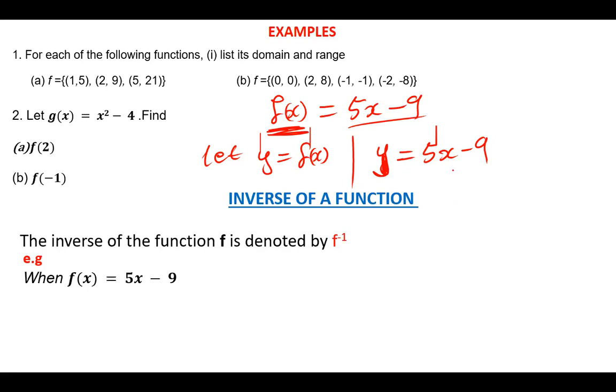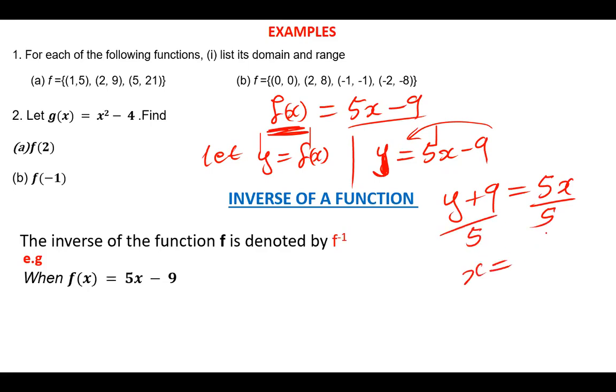Now it's just a matter of us making x the subject of the formula. So how do we make x the subject? We take this 9 to the other side of the equal sign, and hence we're going to have y plus 9 is equal to 5x. When we divide everything by 5, the value of x now becomes y plus 9 over 5. So this is how you find the inverse of a function. Hence, while there is y there, we can replace it with x. And while there's x, we put f inverse of x.